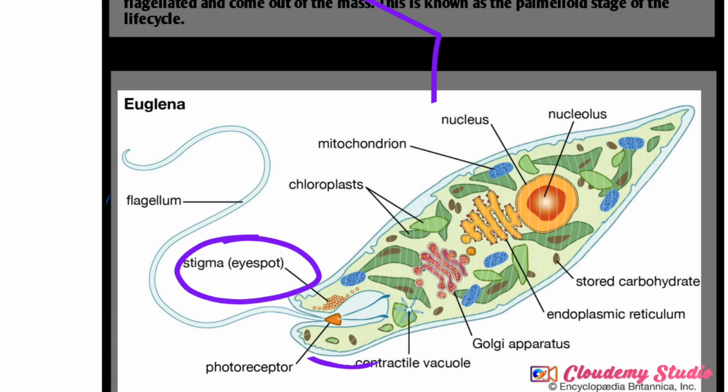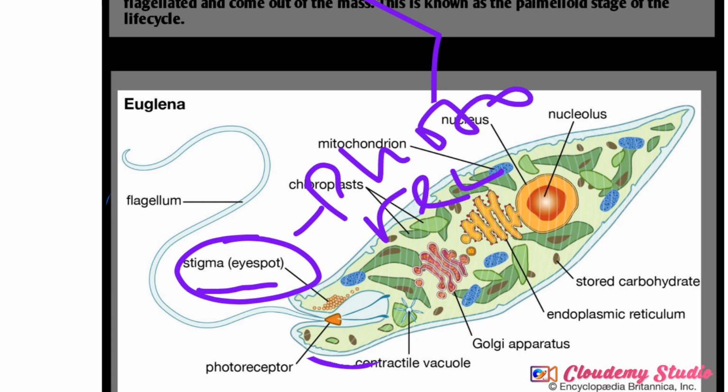Remember that I said they are autotrophic. And when something is autotrophic, it means it can undergo photosynthesis. That is the reason why they said it is autotrophic. Are you getting it? Since it is autotrophic, it needs something to sense where there is light. You understand? So this stigma or red eye spot is used for sensing light. It is a photoreceptor.